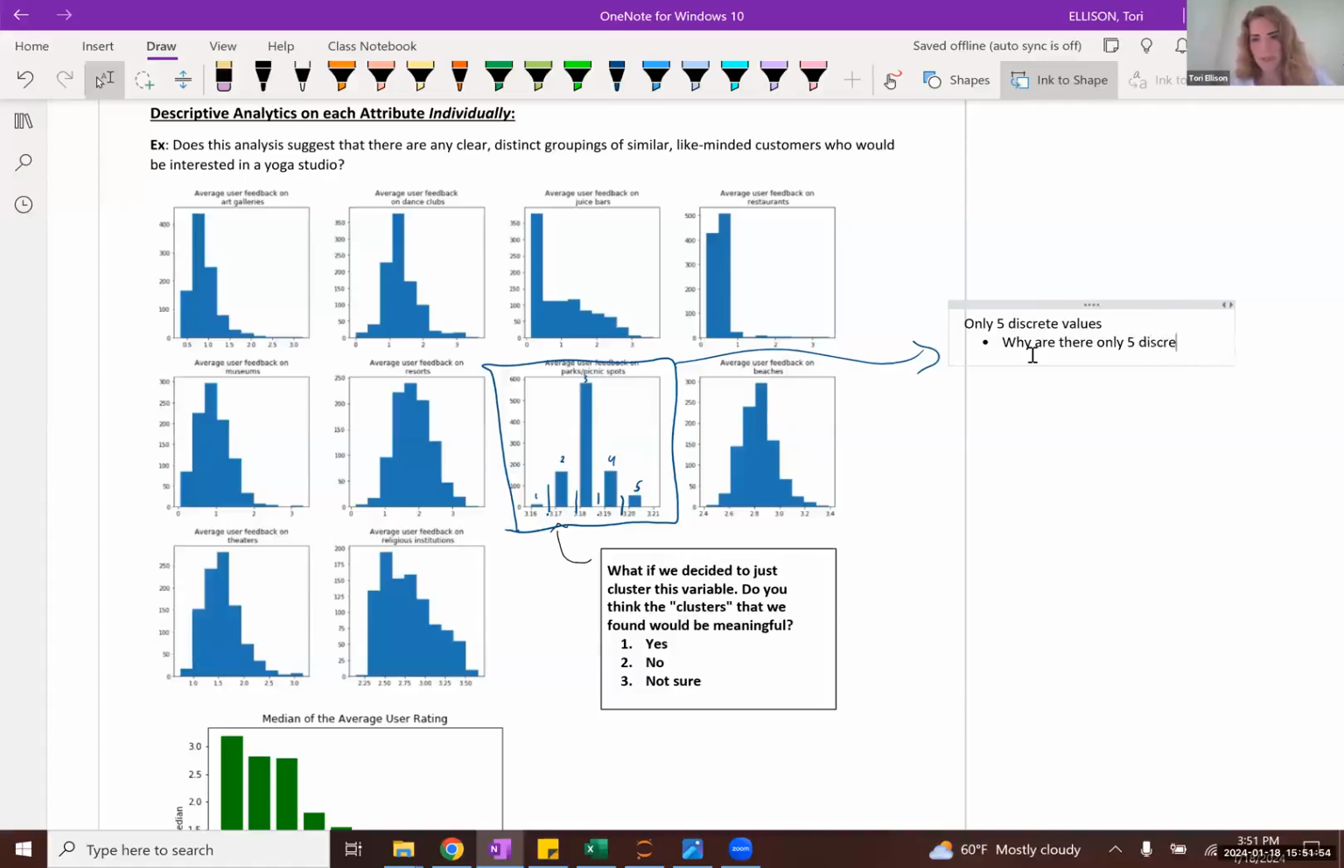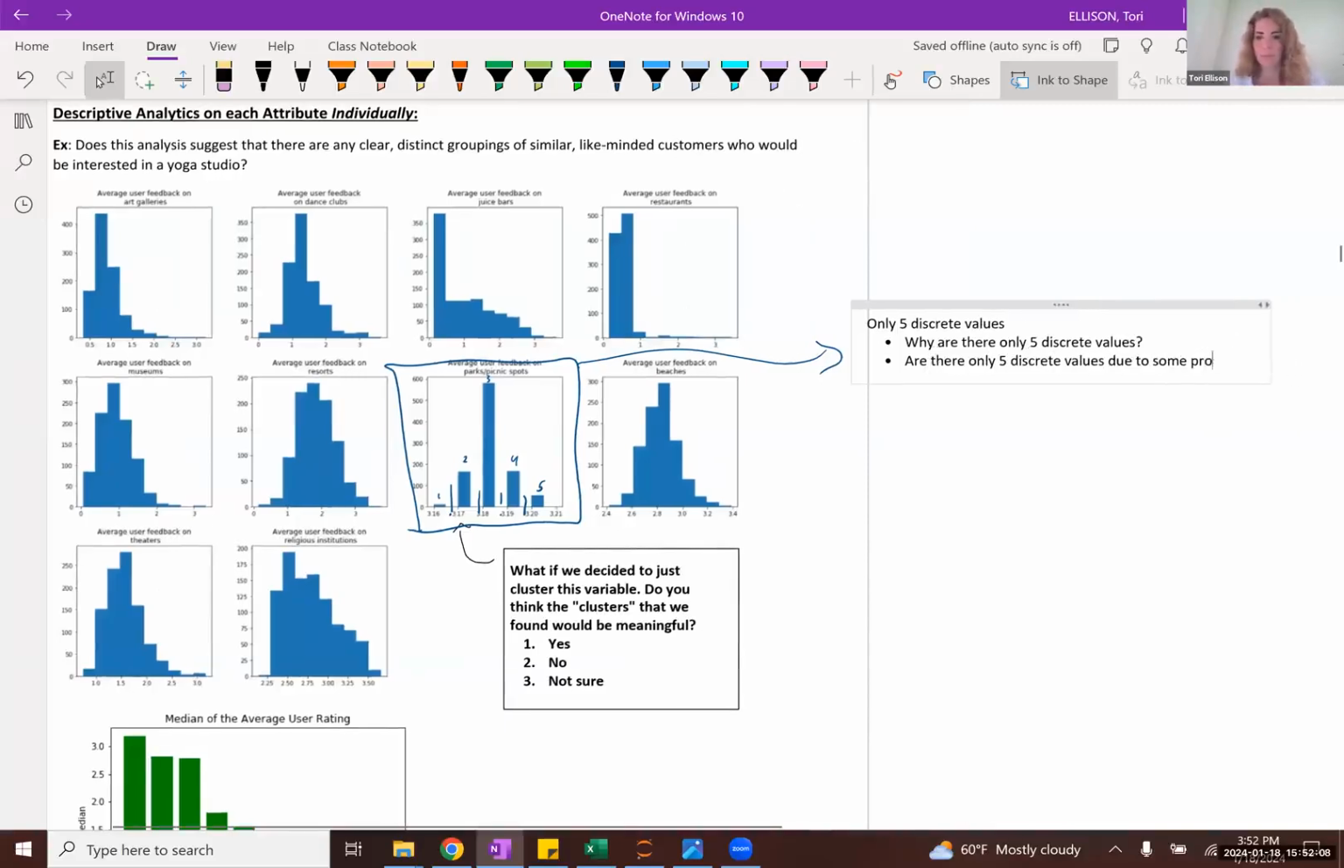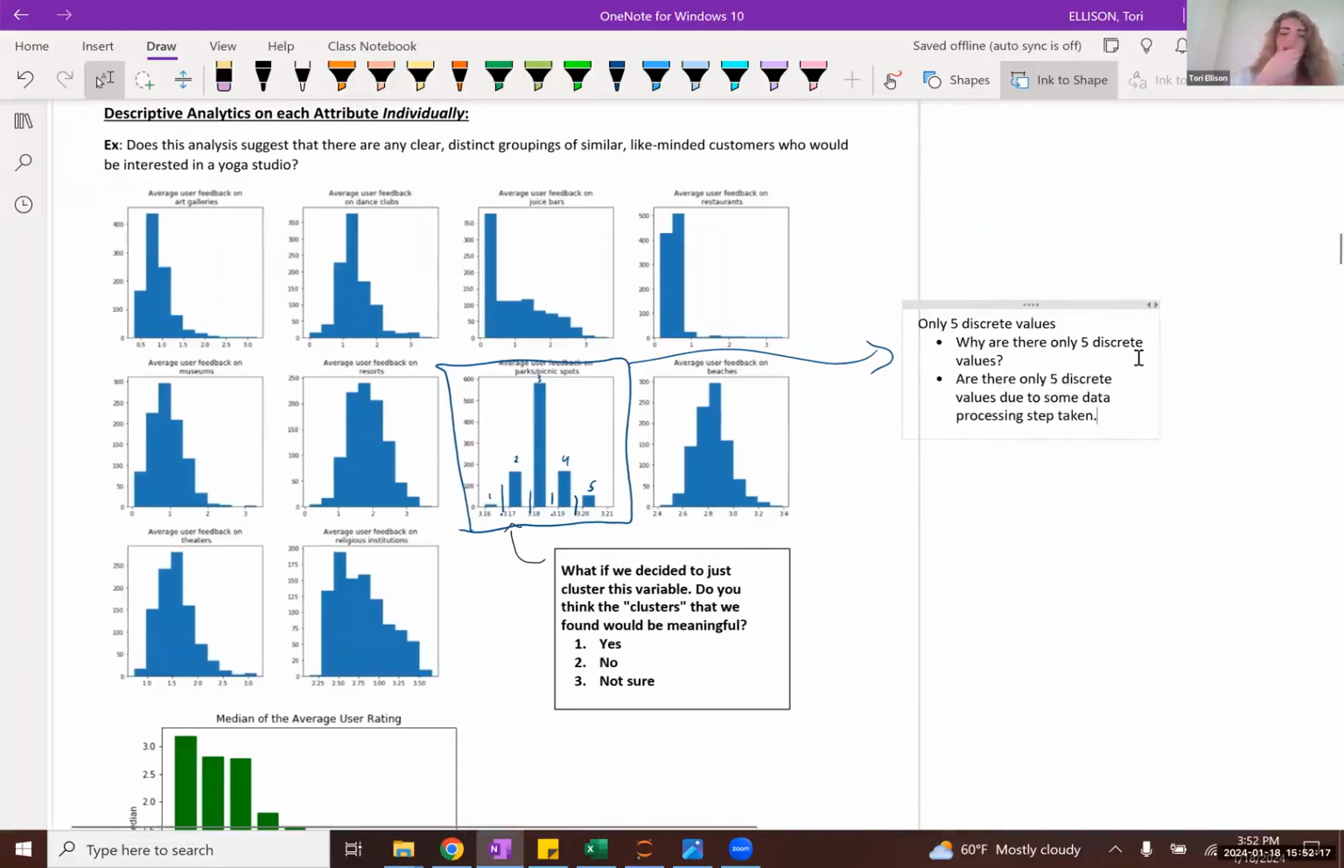Why are there only 5 discrete values? That might be a question that I have. And I might also ask, are there only 5 discrete values due to some data processing step taken? So the question is, if we were to just split this data set up into 5 groups, it begs the question: are these separations that we're seeing here actually meaningful, or are they simply due to some sort of rounding process that was taken?